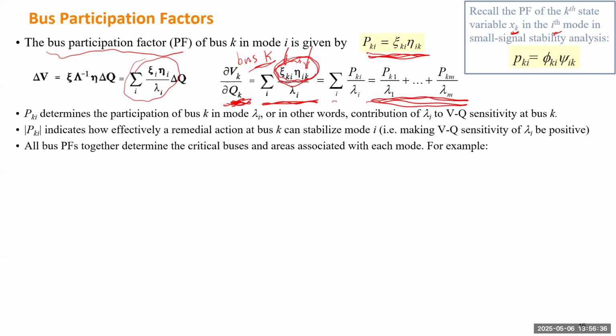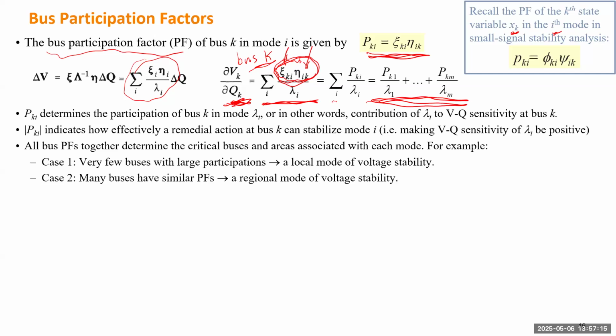So all the bus participation factors of the system together determine the critical buses or areas associated with each mode. For instance, in case one, when you solve all the eigenvalues and calculate the participation factors for all buses, you'll find very few buses have very large participation factors. Which means your voltage stability problem will happen in a local area. So you only focus on voltage stability control in that local area where the participation factors are high.